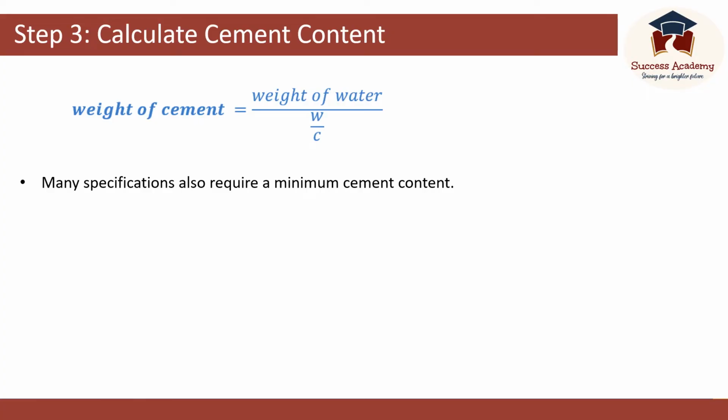Now we can find the cement content using this equation. We already know the weight of water, which was 200 in our example, and the water to cement ratio, which was 0.52. If we put this in our calculator, we can find the cement content in kilograms for 1 cubic meter of concrete mix. There can be a specification requiring a minimum cement content. We need to check that as well.